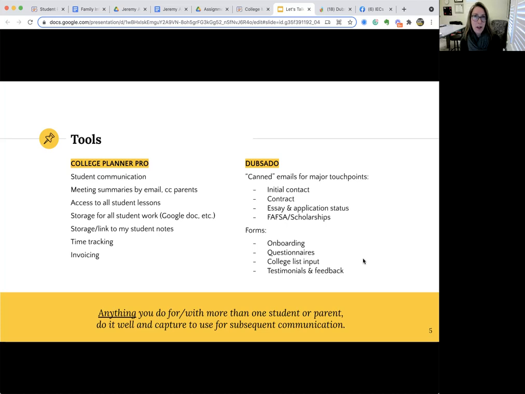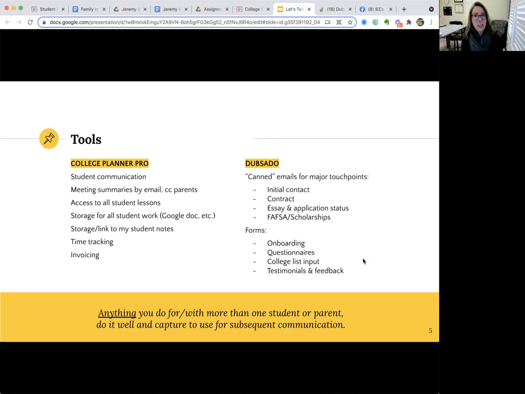The second thing I love Dubsado for is its forms. The forms are beautiful, and I love to show parents a form from the very beginning of the relationship, which is just really gorgeous. I think it puts you off as a professional, makes you look good, and it also gives you the information that you need to do your practice. So I use the forms for onboarding, for questionnaires for both students and parents, and for college list input from parents. That's one of the touch points when I want to talk to parents. And then I also use it at the end of the relationship for testimonials and feedback.